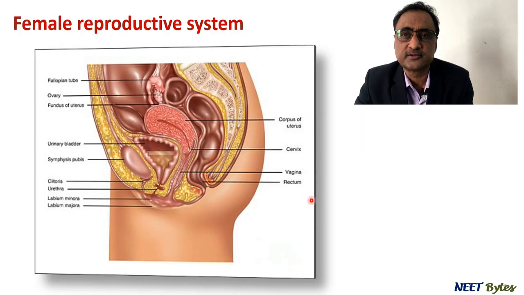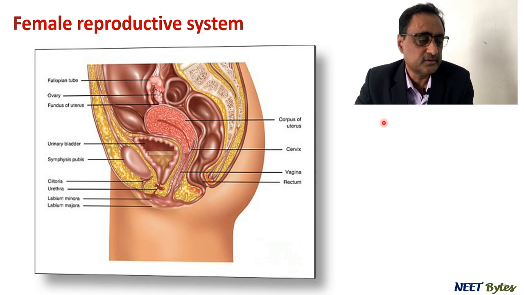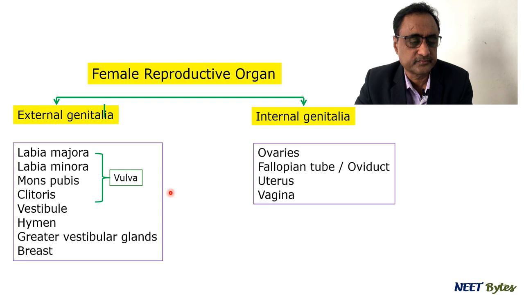So have a look at the diagram of the female reproductive system. You can see there the main structure is an ovary followed by the fallopian tube. Then it goes to the uterus. Then we have a cervix. Below the cervix we have a vagina, and then the external genitalia, right?